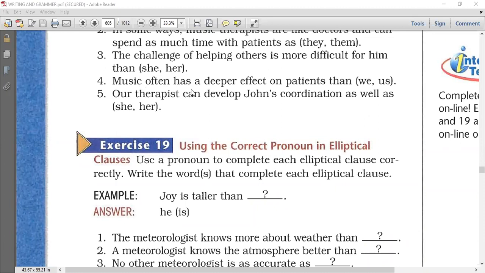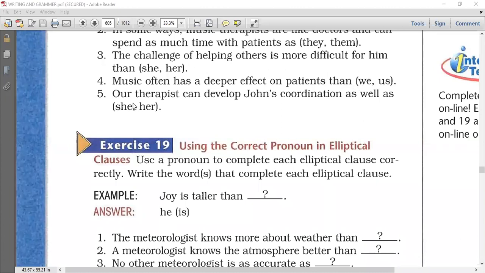Number 4, music often has a deeper effect on patients than. Again, music often has a deeper effect on patients than. We or us? Okay, Boghdadi, go ahead. Music often has a deeper effect on patients than us. Us, meaning than on us. Good. It has a deeper effect on patients than on us.